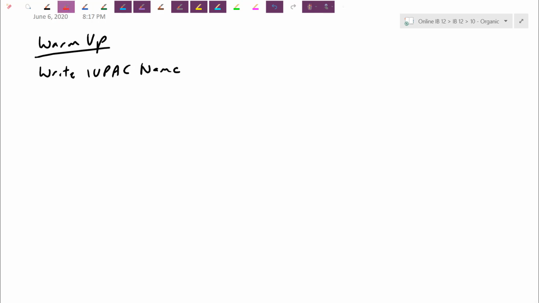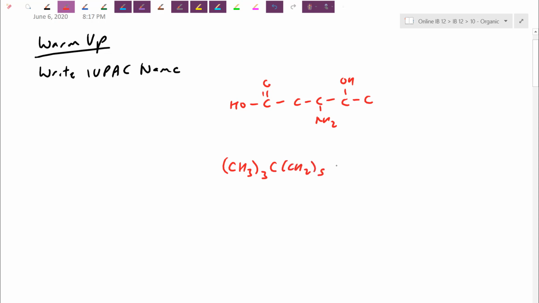So let's just draw a few molecules here. HOC110, CCNH2, COH, and then a C. I'm going to condense one on you here, CH3, 3C, CH2, 5, CHO.